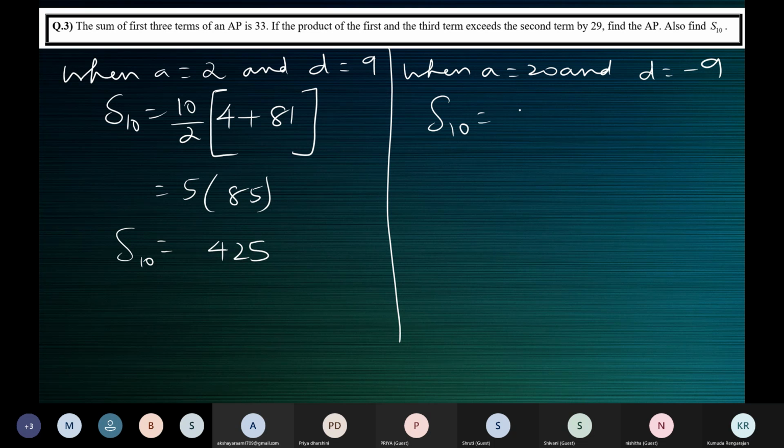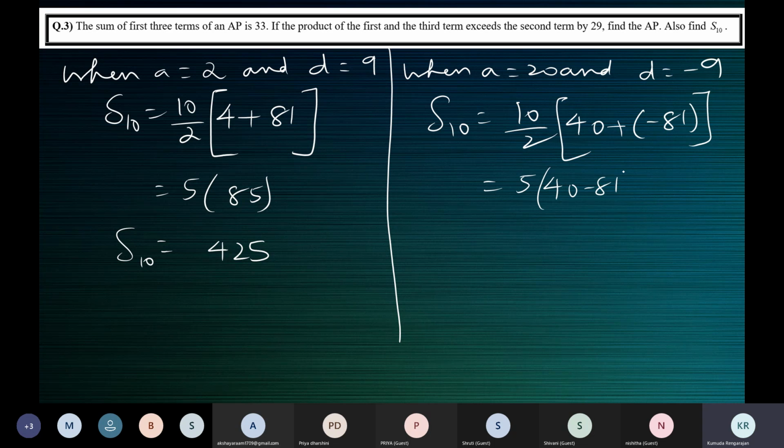And here when A is 20, n by 2, 10 by 2 of 2A, 2A is 40, plus n minus 1, 10 minus 1 into D. So it will be 9 into D, 9 into minus 9, minus 81. So 5 into 40 minus 81, 5 into minus 41, which is minus 205.